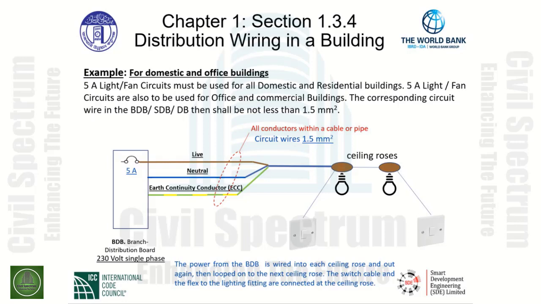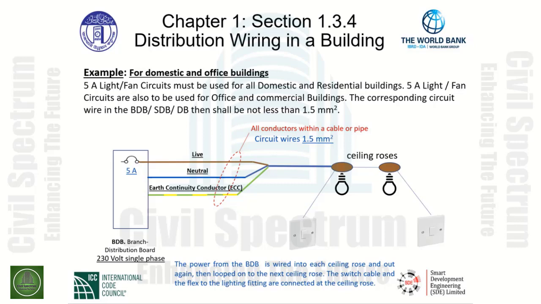Another example for domestic and office buildings. 5 amp light circuits must be used for all domestic and residential buildings. Keeping in mind this 5 amp limitation along with the minimum wire size, we have an example of a branch distribution board, 230 volt single phase system.